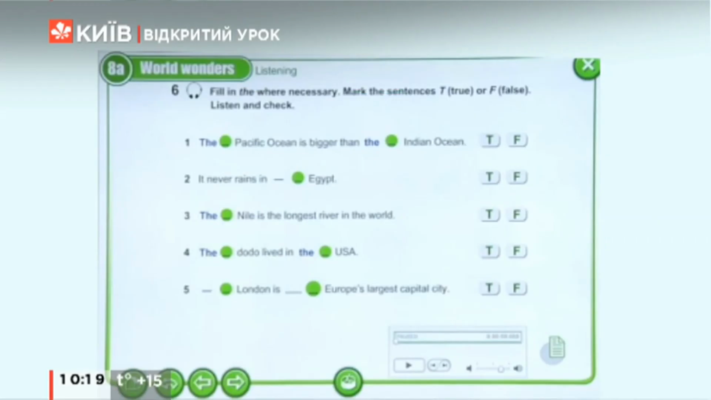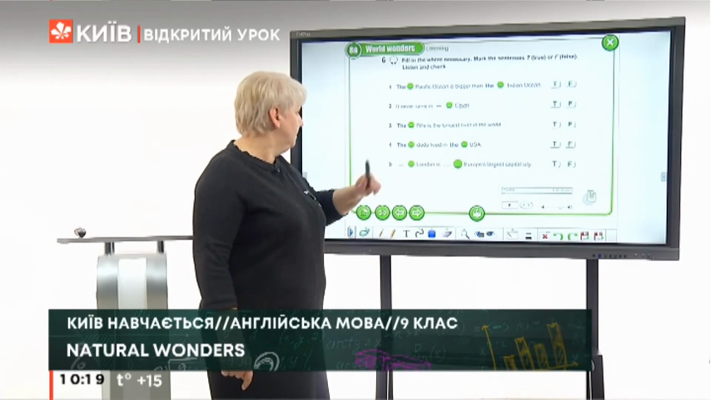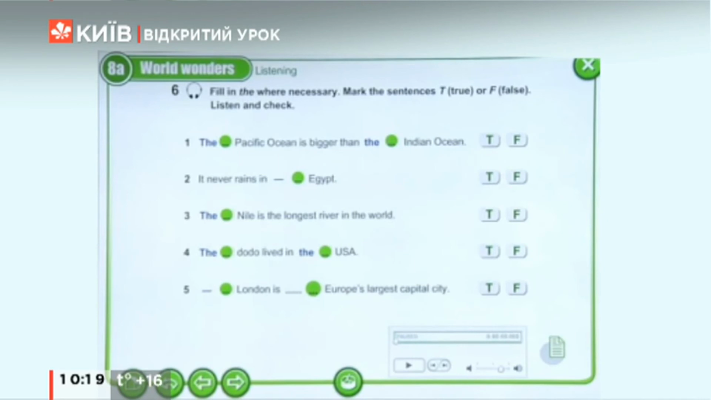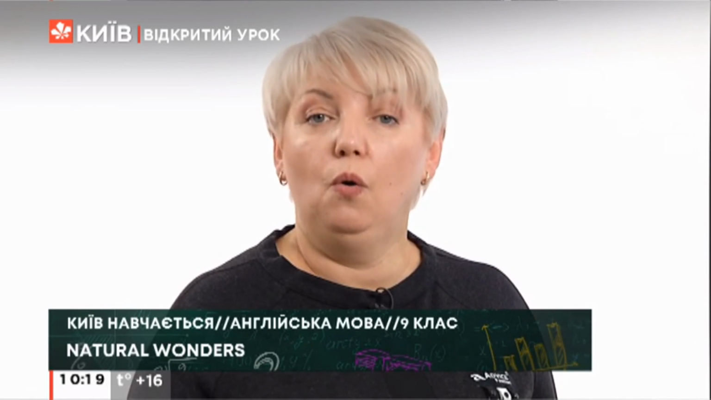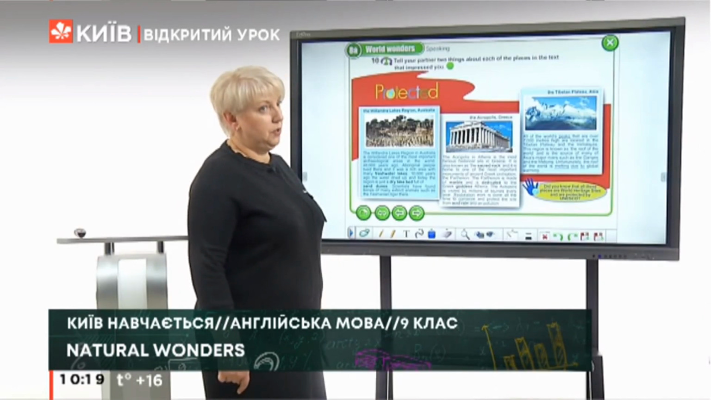London is Europe's largest capital city. London is a city. No article. Europe is a continent. No article as well. Well done. Now, I think you can do all exercises with articles easily. Okay, pay attention to the screen.